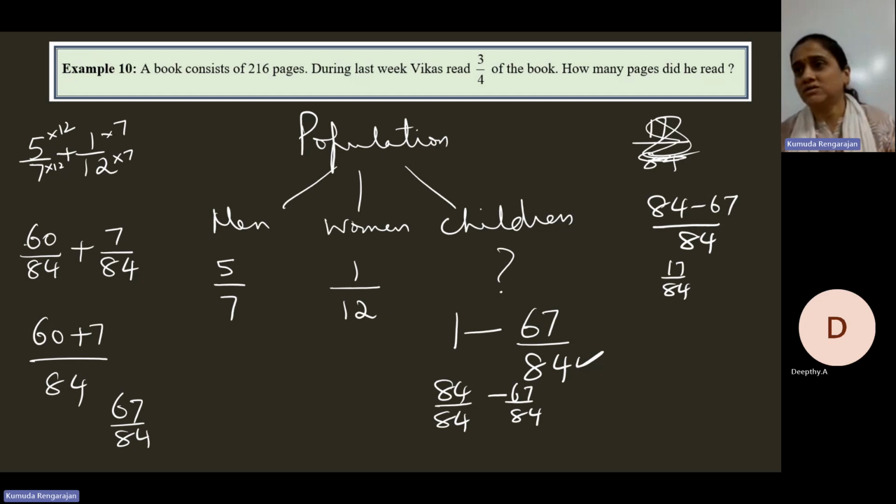Is the idea understood, children? So when it is percentage, the total is 100%. Fraction, the total is 1, which is also 100 by 100. Yes, very good. 100 by 100 is 1.